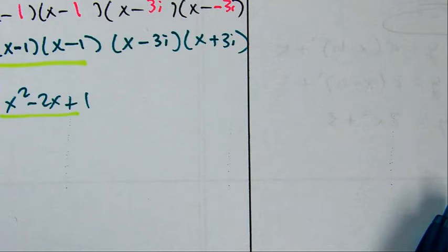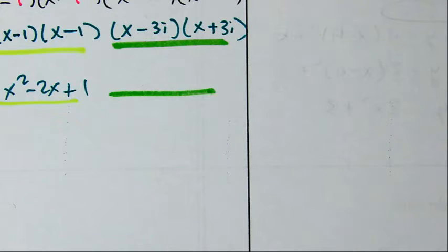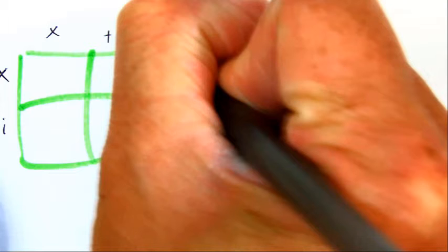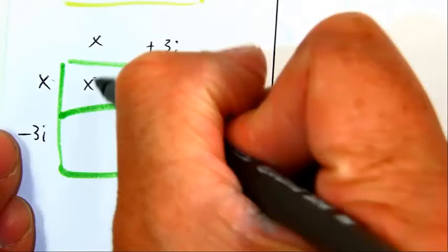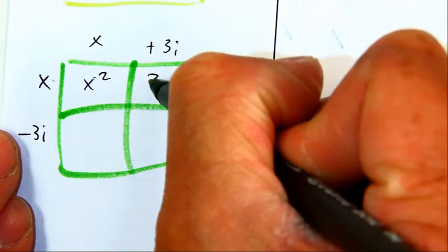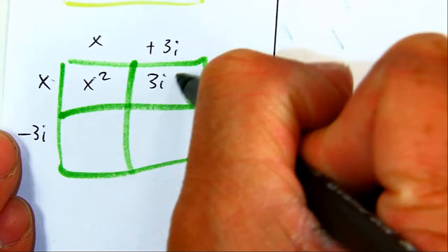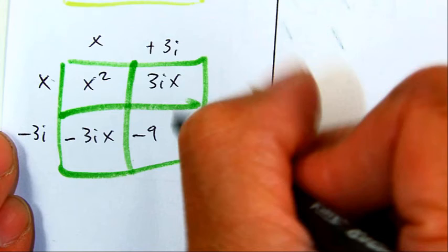Okay, now I'm going to multiply the greens, and we're going to get an answer, and we're going to put it right there. So now we have x minus 3i and x plus 3i. We're going to do the same thing. We're going to multiply, then add. X squared, 3ix, negative 3ix, put in the same order, and then this is a negative 9i times i is i squared.